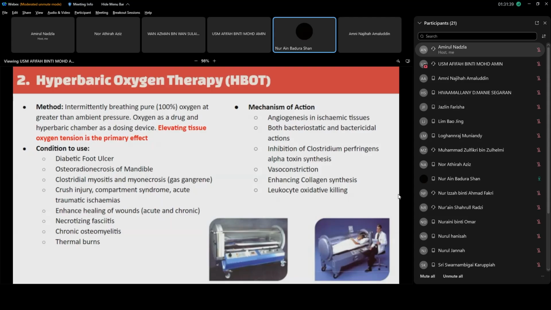For the mechanism of action, first, it will stimulate angiogenesis in ischemic tissues. It also can act as both bacteriostatic and bactericidal, and inhibit gangrene bacteria like Clostridium perfringens and alpha toxin synthesis. Also, it can cause vasoconstriction and enhance collagen synthesis as well as leukocyte oxidative killing.